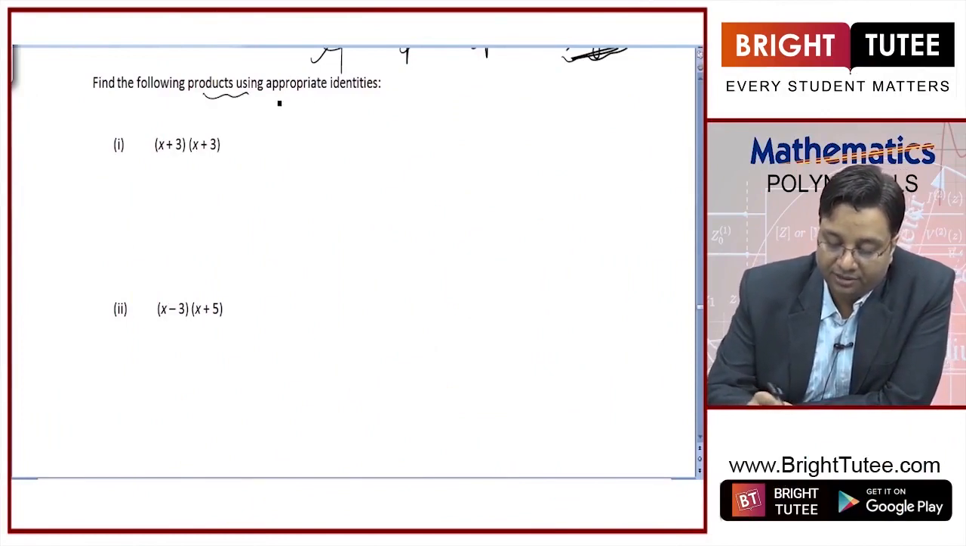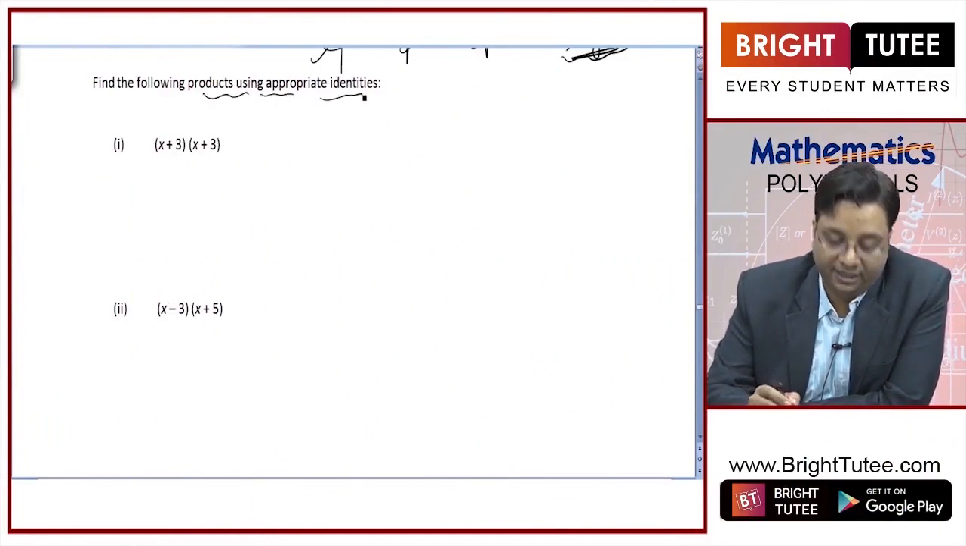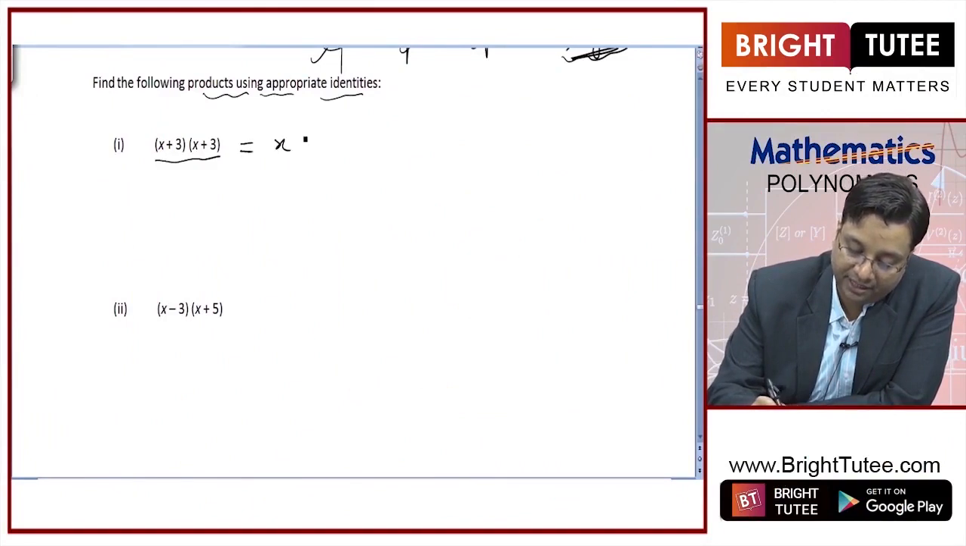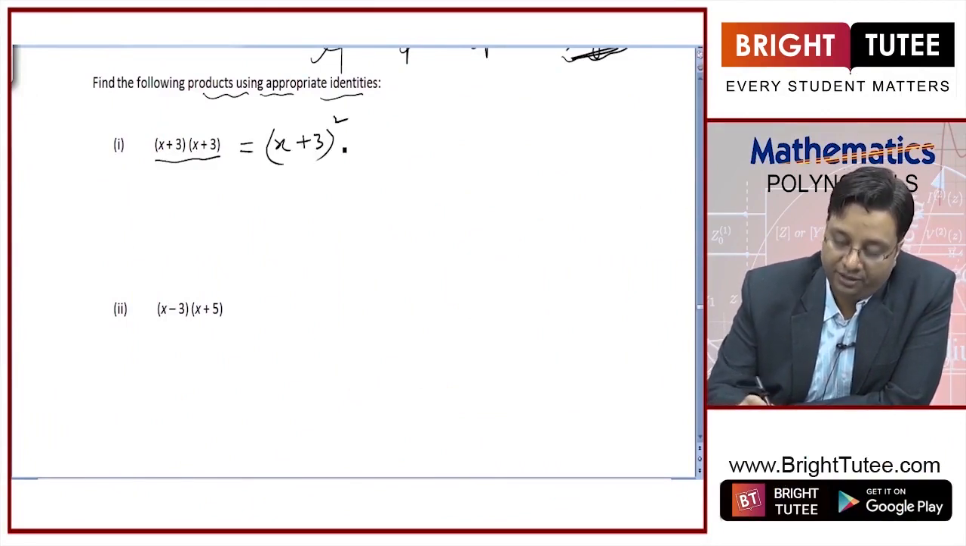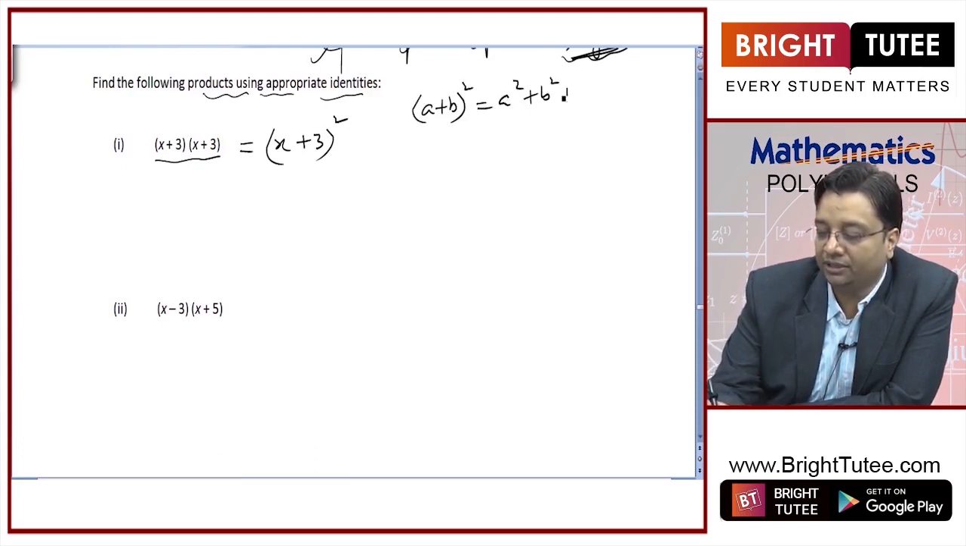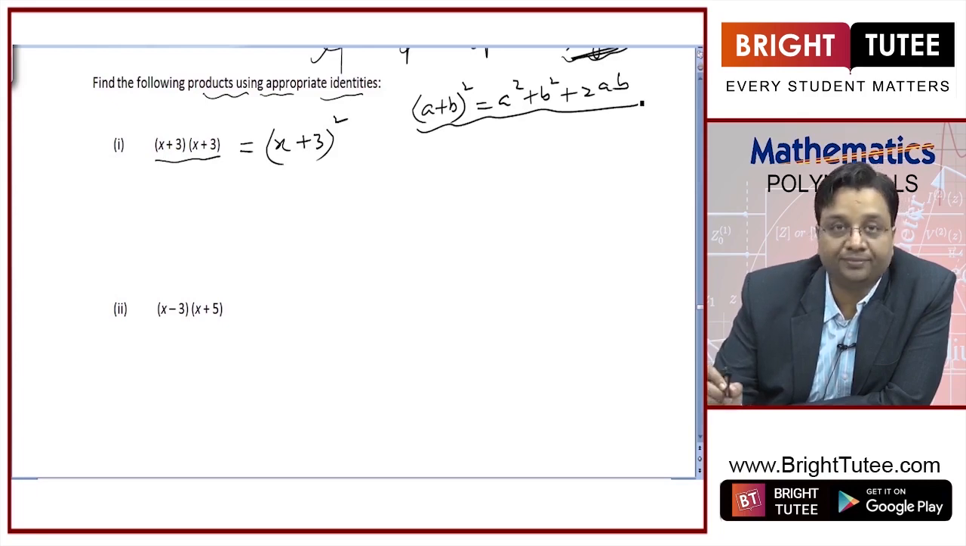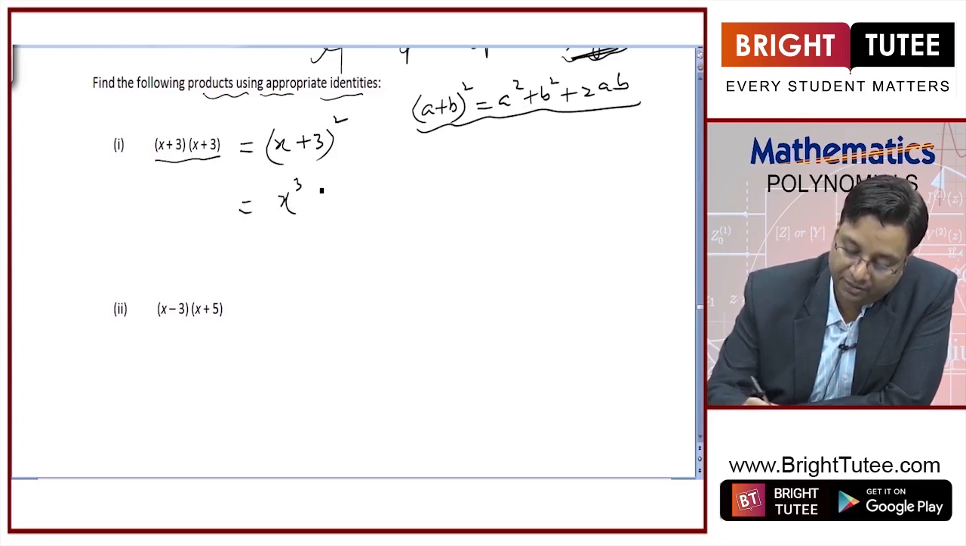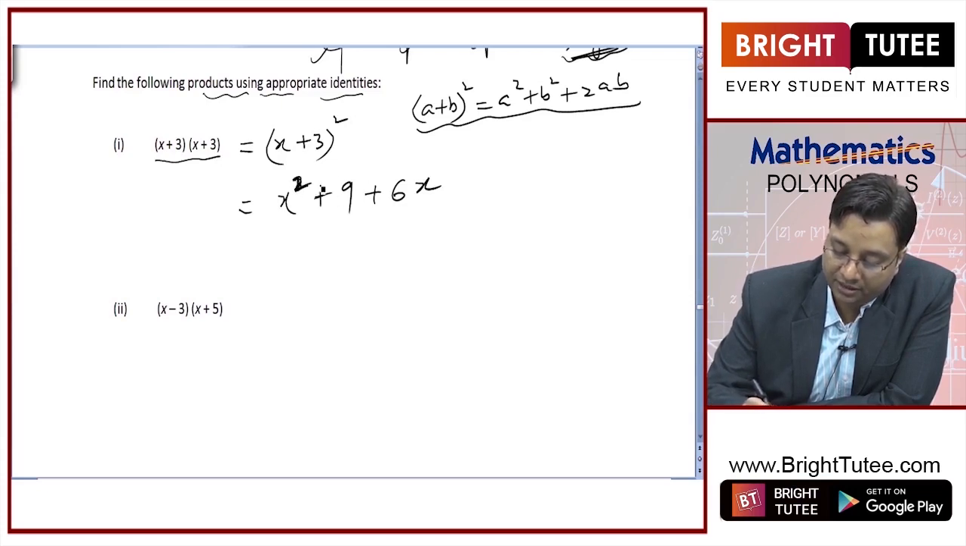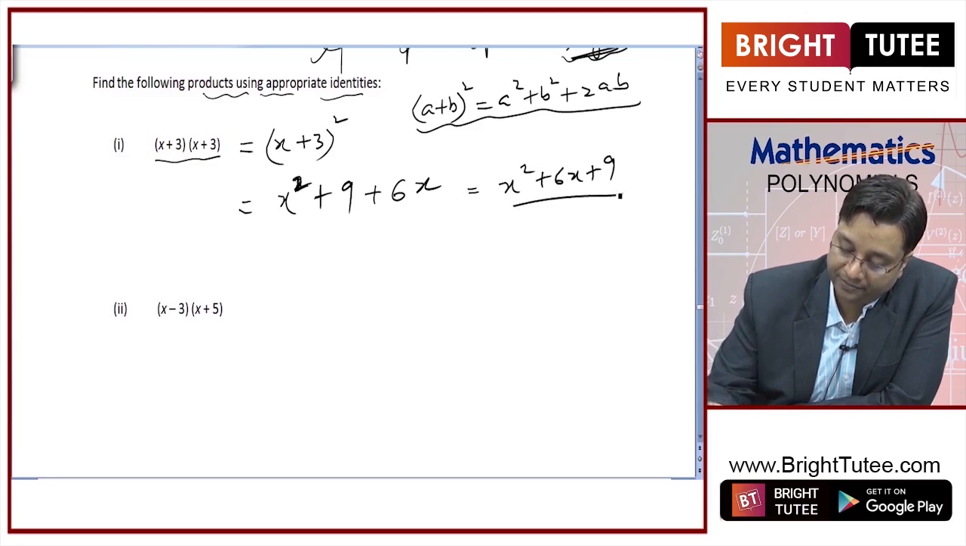Find the following products using appropriate identities. This is nothing but (x + 3) whole square, and we know the identity that (a + b) whole square is a square plus b square plus 2ab, right? So this will give you x square plus 9 plus 2ab, 2 into x into 3, that is 6x. So x square plus 6x plus 9.